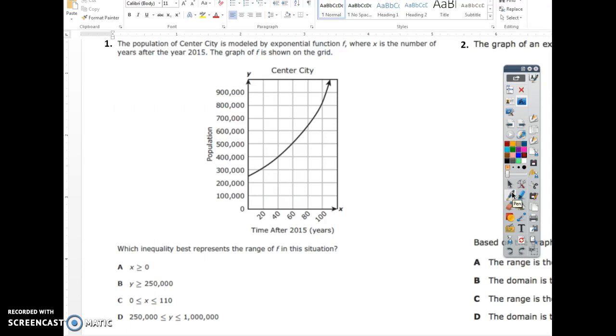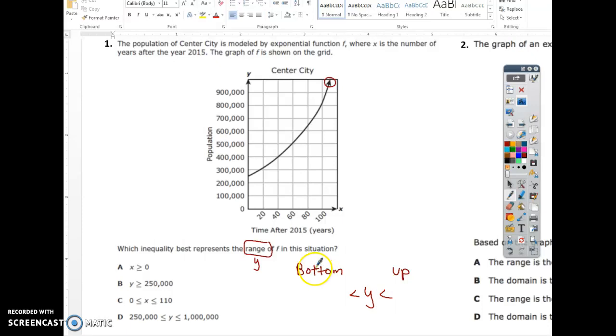Okay, they gave you a graph, and I know it's increasing, it's going up, and it's an exponential growth. Which inequality best represents the range of f in this situation? Well, range is your y. Okay? And I need you to memorize this for the STAAR. Range goes from the lowest point, from the bottom, and it goes up. Okay? To the highest, the top, whatever the highest is. So it's always y, and it starts like this.